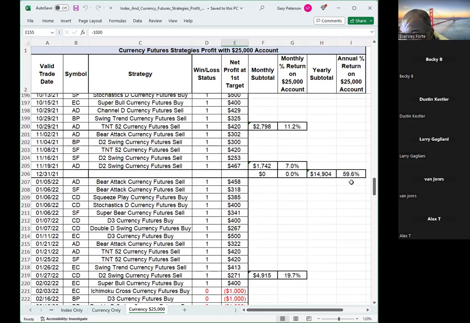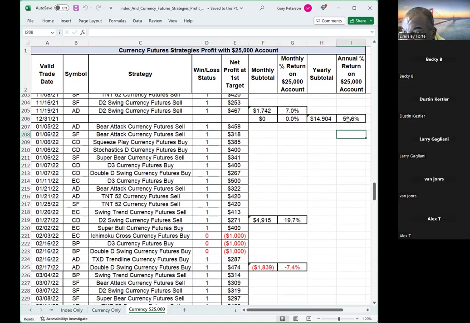End of the year, 59% return. This was 14,009 on a 25 grand account. It would be $29,000 on a 50 grand account. It would be $1,490 on a $10,000 account. Just for the month. I mean, for the year. So it's all just percentage return. Excuse me, it would be a $6,000 dollar amount. Percentage return. This would be a $5,900 on a 10 grand account, percentage return.